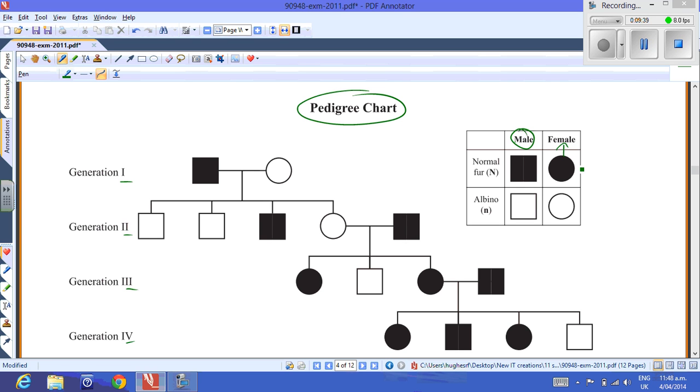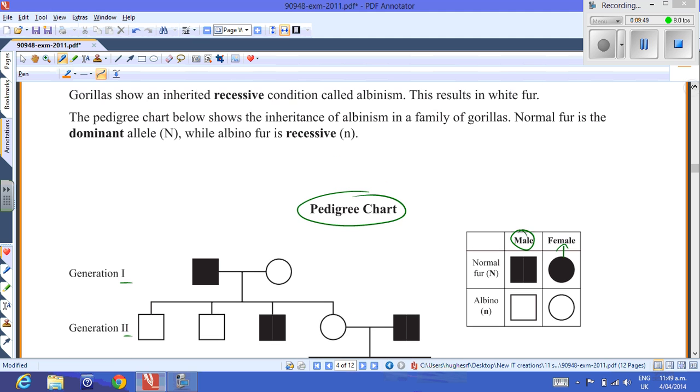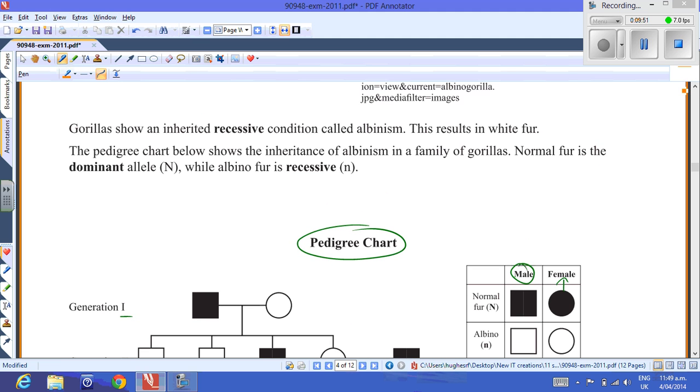Then you want to look at the particular trait they're talking about, which is described up here, so we better read what it says at the beginning. Gorillas show an inherited recessive condition called albinism. So straight away you can say that 2 small letters must be necessary to get albinism. The genotype must have 2 small letters if you're going to get the phenotype albinism. This results in white fur. So phenotype would be albinism, or white fur.